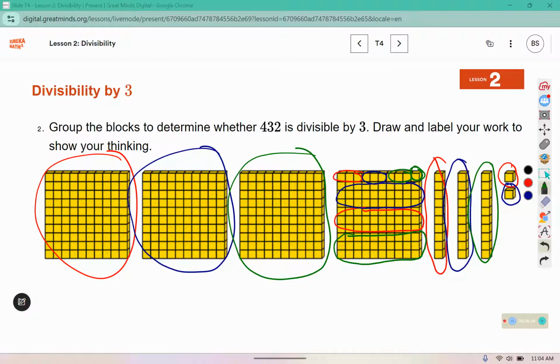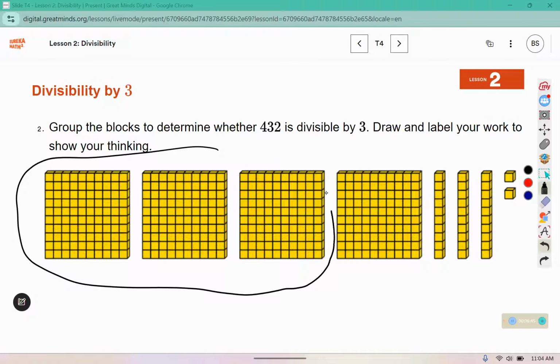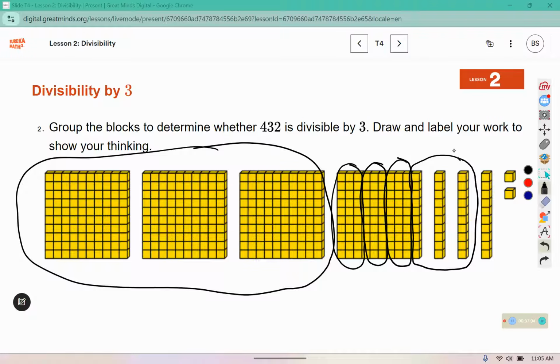So it is divisible by 3. Another way that we could separate this out is we can group it in groups of 3. So for example, here's 3 hundreds. Now we need 3 tens, 3 tens, 3 tens, 3 tens. Here's a group of 3. Another group of 3, 3, and 3.